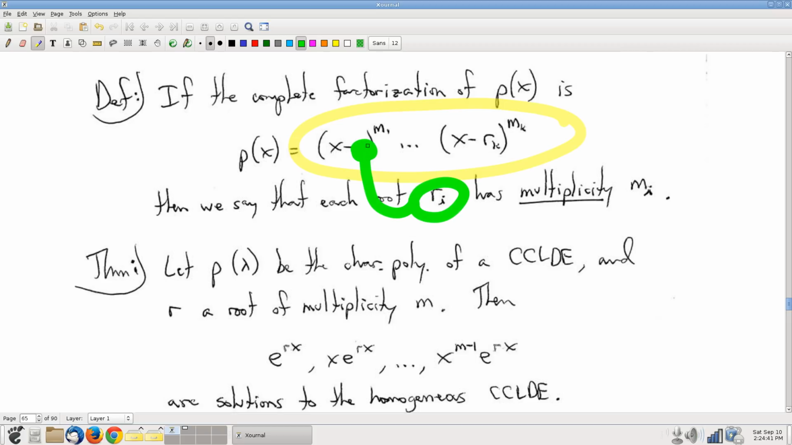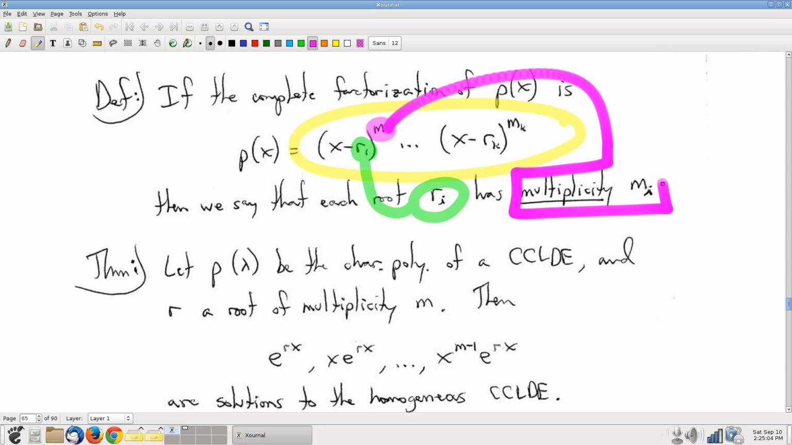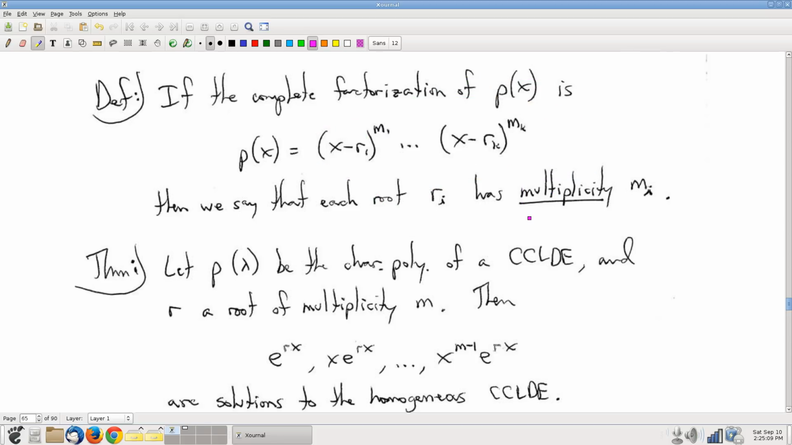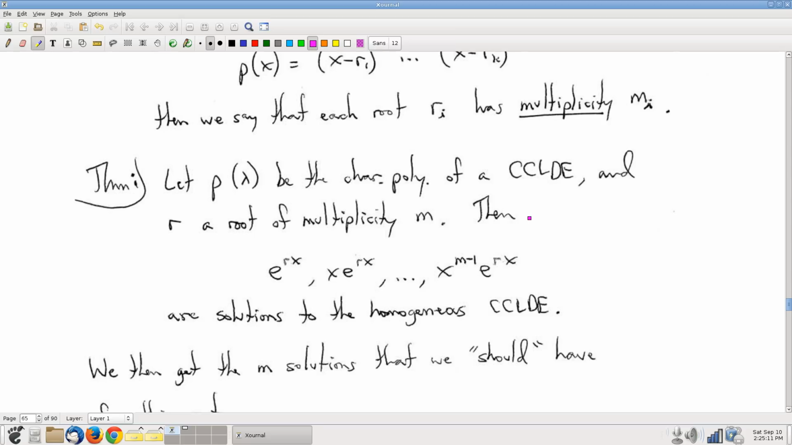Roots, of course, are those numbers. This number here tells you how many times that factor is repeated in the factorization, and correspondingly we say that this is, conceptually, how many times that root is a root. We call it the multiplicity of the root.